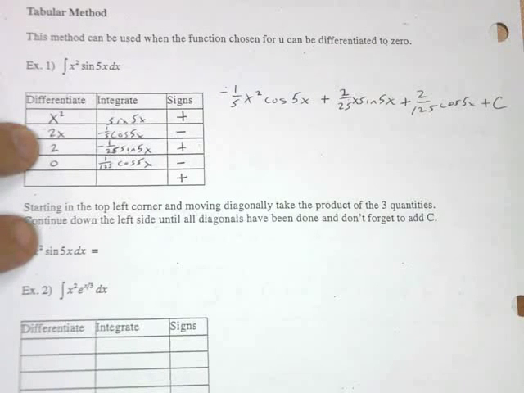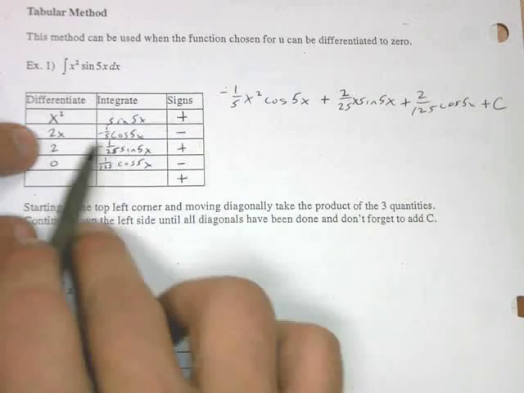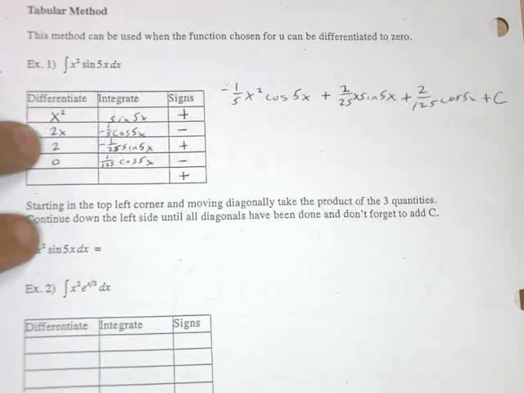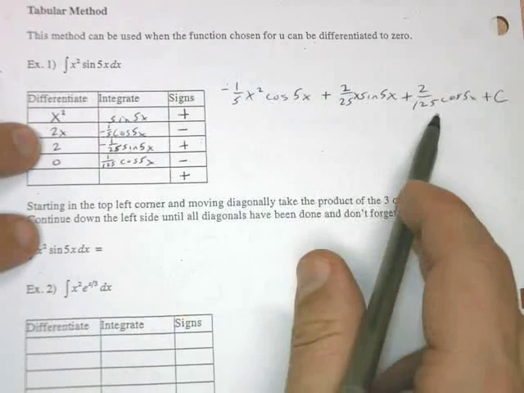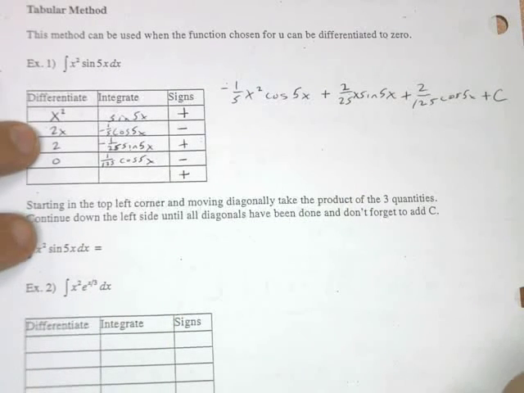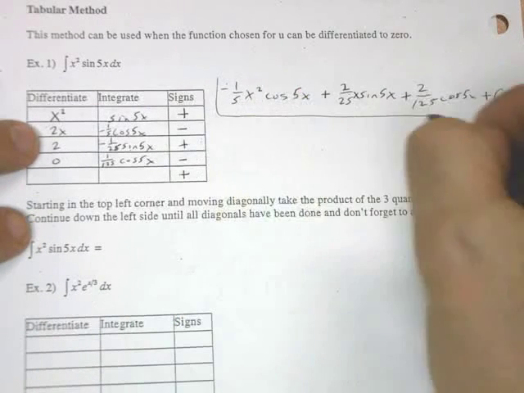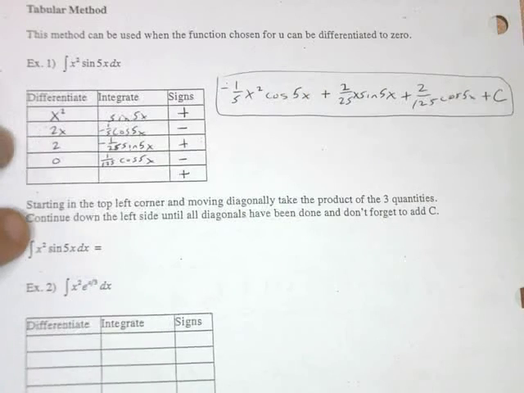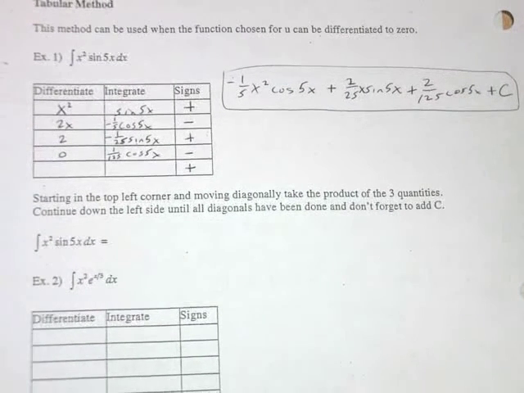And believe it or not, that is the same answer I would get had I done integration by parts, basically twice, and then had to integrate the last function. Okay? Might want to factor out maybe a 1/125 or something. But other than that, that's it right there. Okay? Easy as that. That's called the tabular method.